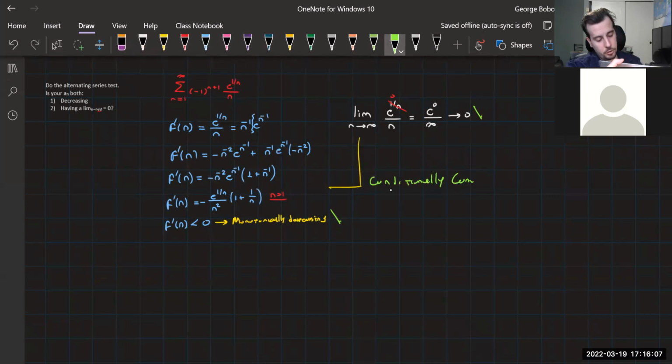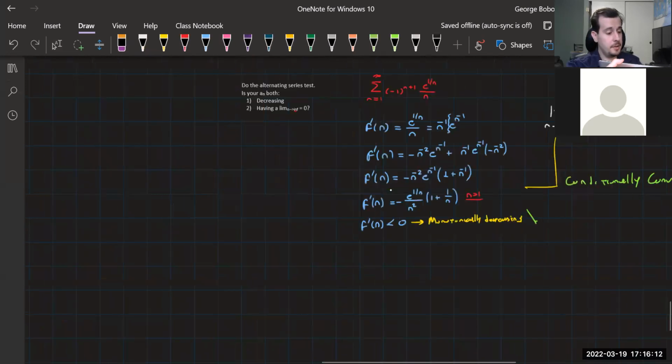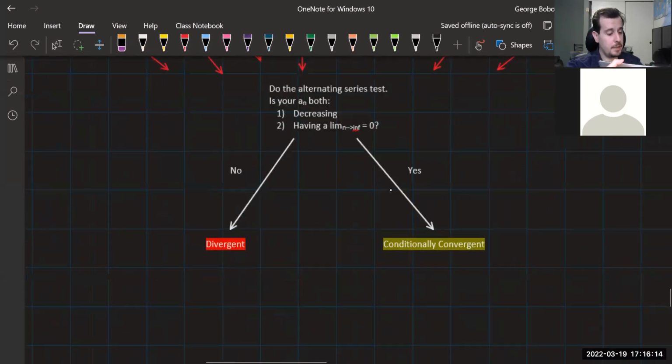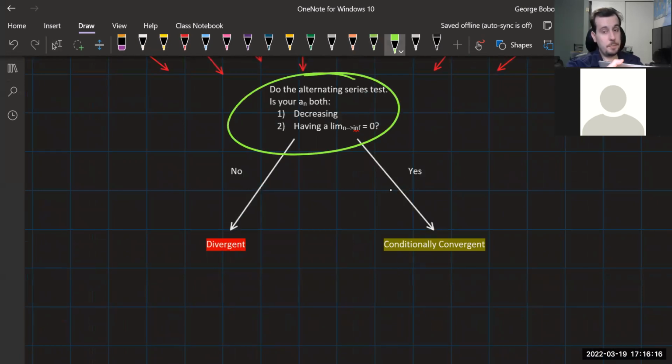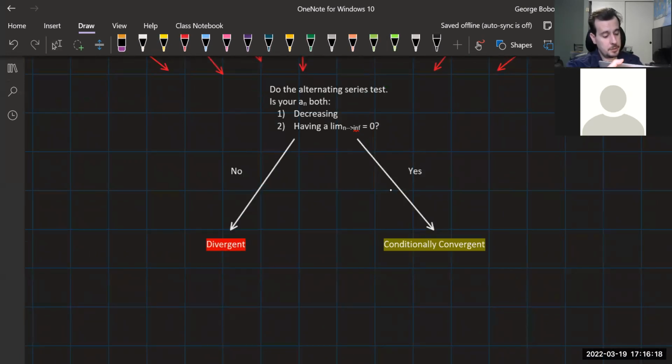Conditionally convergent. We passed the alternating series test. And again, you'll see on my flow chart: do we pass these criteria? Yes, conditionally convergent. Okay.